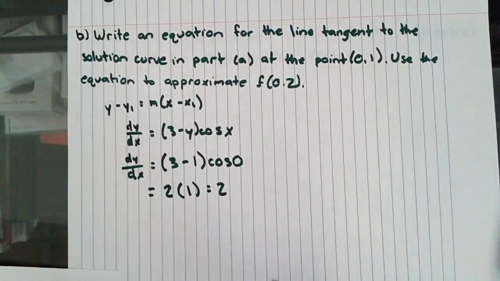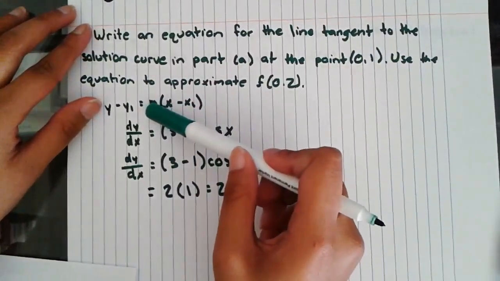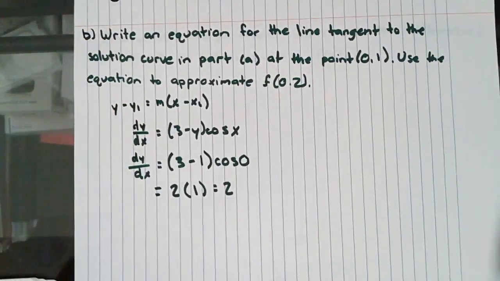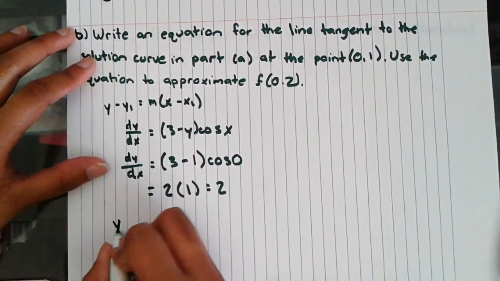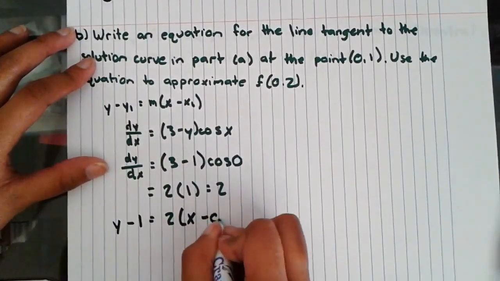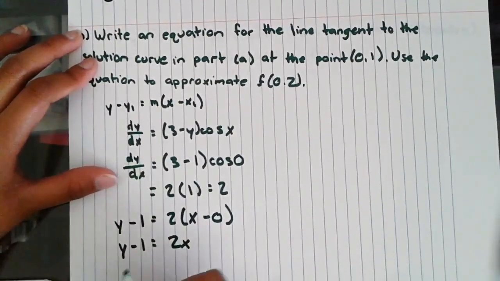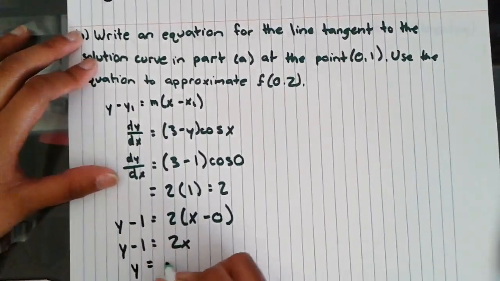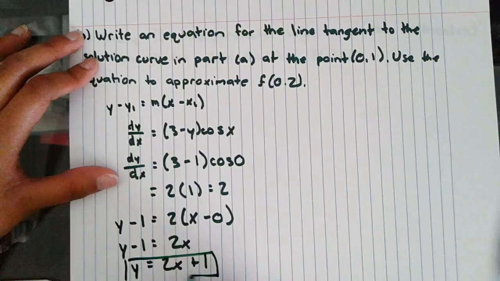So you have all the parts you would need for your line equation. y1 is 1. We found our slope just now. x1 is 0. And all you have to do is plug in your numbers. y minus 1 equals 2 times (x minus 0). So that would be y minus 1 equals 2x, and you could add 1 to both sides to isolate y. So y equals 2x plus 1. And that would be your tangent line equation.